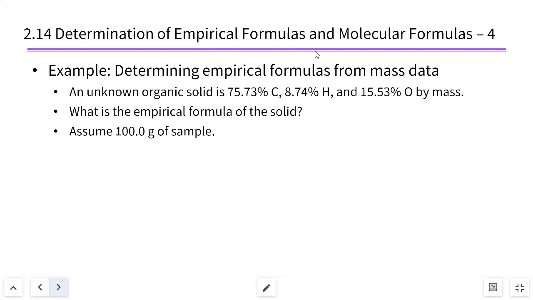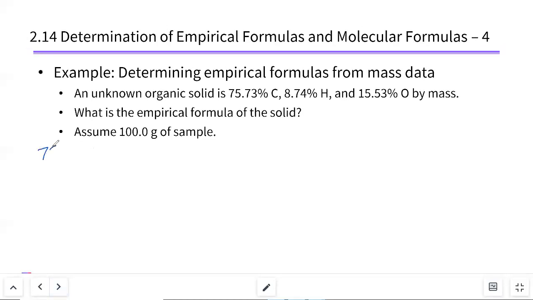So first thing that we need to do, convert the percentages into grams. So 75.73 grams of carbon, 8.74 grams of hydrogen, 15.53 grams of oxygen.